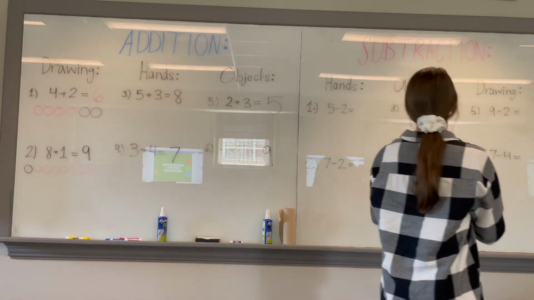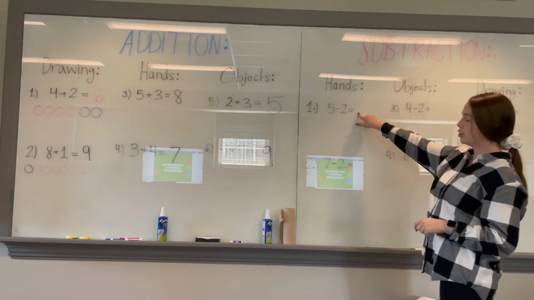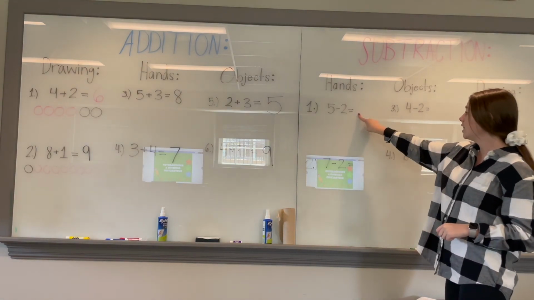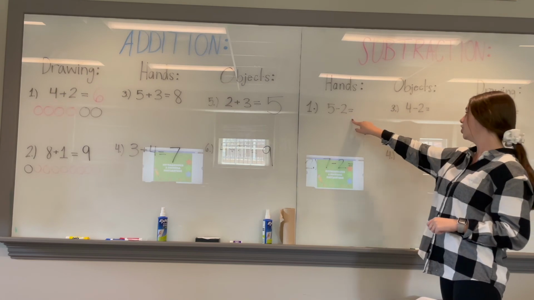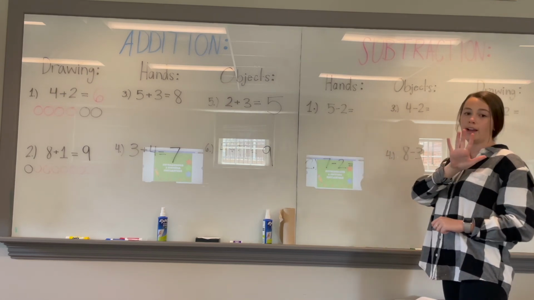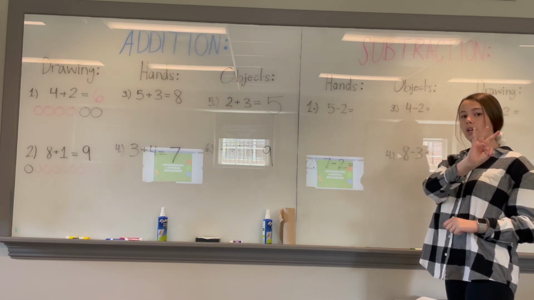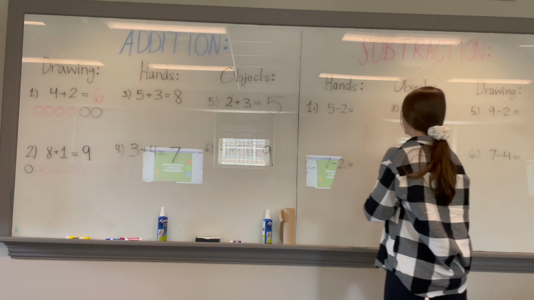Next, we're going to do subtraction. So first we're going to start out with subtraction with our hands. So if we see the problem, 5 minus 2, we know that this means we hold up 5, and then we're going to take away 2 of our fingers. So we're going to take away 1, 2. So what's left is 3. We have 3 fingers left.